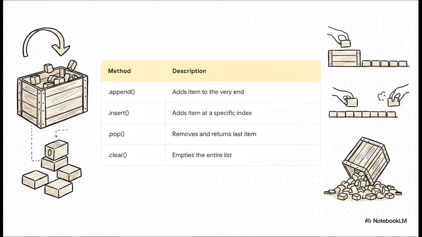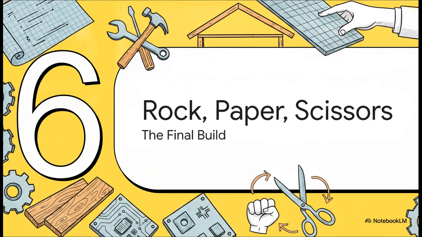Using built-in methods, we can manipulate these crates effortlessly. .append throws an item right at the end. .insert slides one into a specific spot. .pop pulls out the final item, and .clear, well, that dumps the crate completely. And finally, Section 6, Building Rock, Paper, Scissors. It's time for the final build.